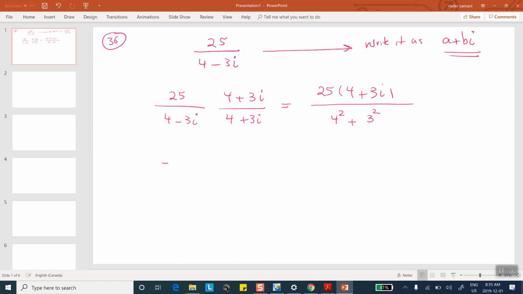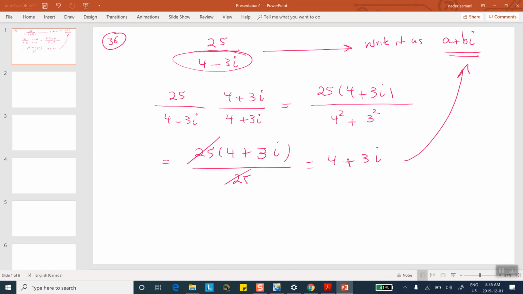Let's do a cleanup here. This is equal to 25 times 4 plus 3i, and this denominator is also 25. So this cancels that, and you have 4 plus 3i. There. So when you have i in the denominator, you've got to multiply the top and the bottom of that fraction by the complex conjugate of this number, and proceed.